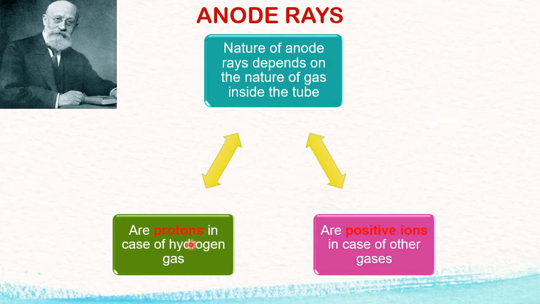If you take hydrogen gas inside the tube, then the anode rays are nothing but protons. Why? Hydrogen has atomic number 1, with 1 proton and 1 electron. When it loses the electron, it becomes a proton. Therefore, if you take hydrogen in the tube, after removing the electron, whatever is left is called a proton. But if you take other gases like carbon dioxide, helium, neon, argon, and many others, when you remove some electrons, a single proton is not left. Some protons and neutrons are also there, no? So it is called a positive ion, not a proton. Only in the case of hydrogen, if you remove the electron, it is a proton. So the nature of anode rays depends on which type of gas you have taken. If it is hydrogen, anode rays are protons. If it is other gases, anode rays are positive ions. That is the most important difference between cathode rays and anode rays.